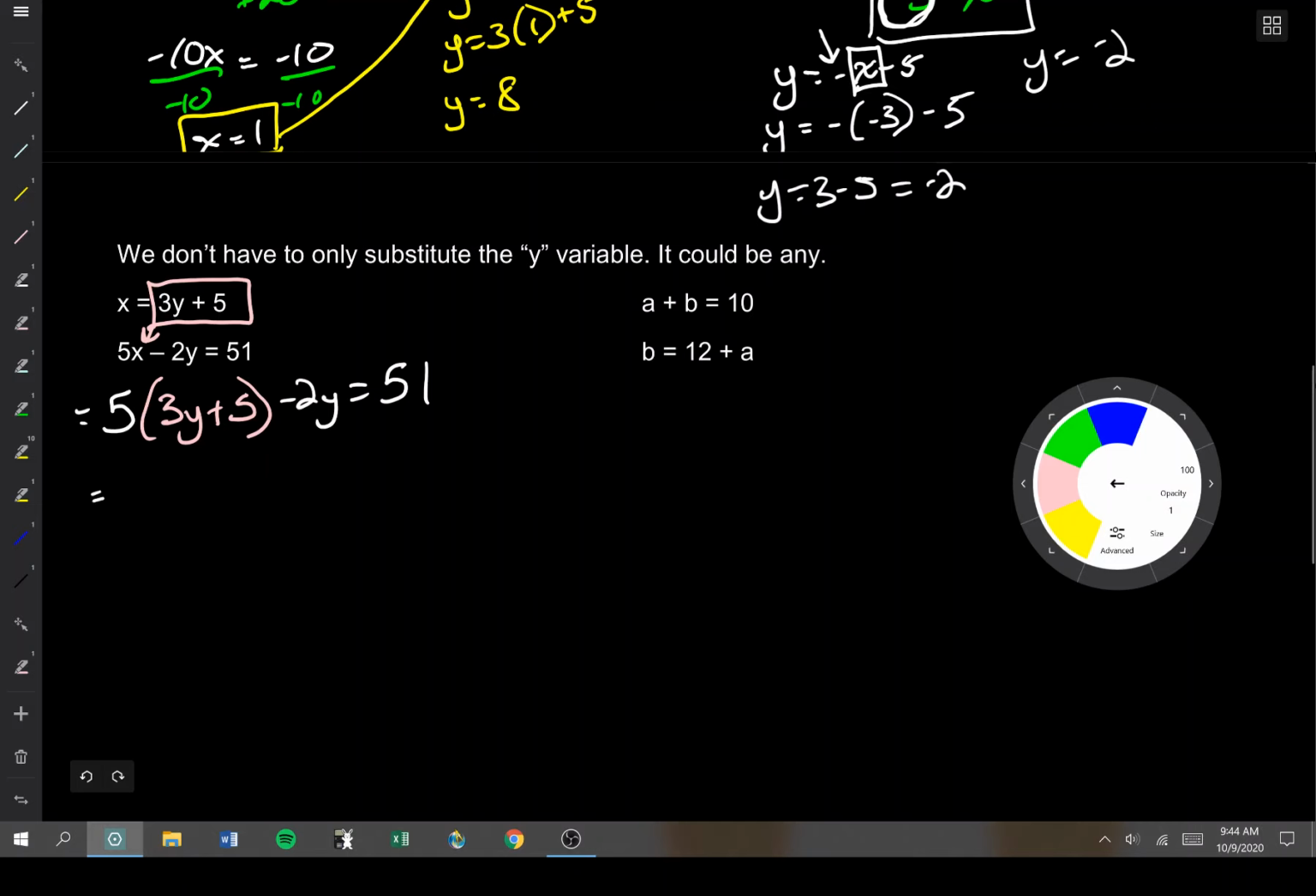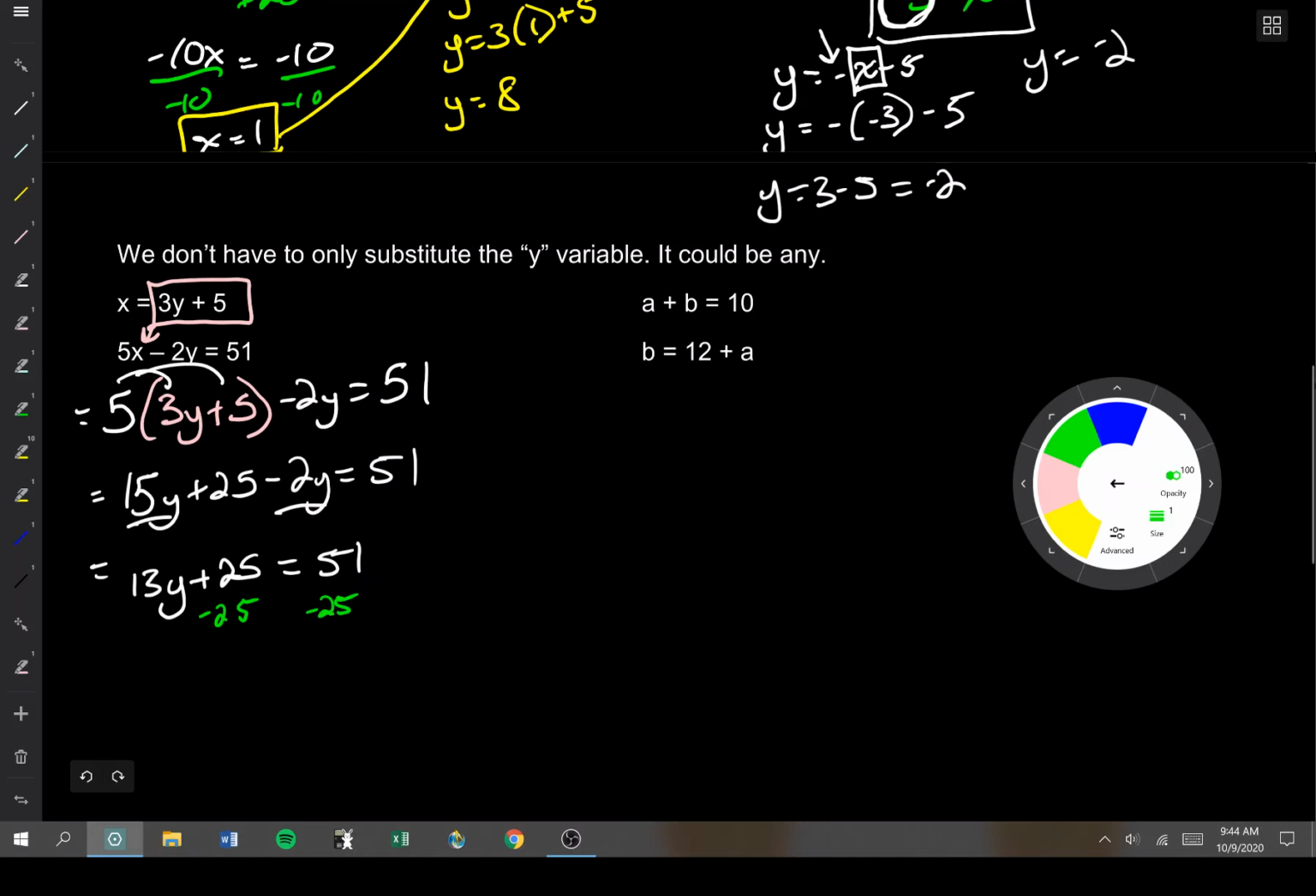So now I have 15y plus 25. I'm distributing this 5 minus 2y equals 51. Combine some like terms. 15y and -2y becomes 13y. I'm going to subtract 25 from both sides, which gives me 13y equals 26. Divide both sides by 13, and we have y equals 2. Sweet. I have y equals 2.